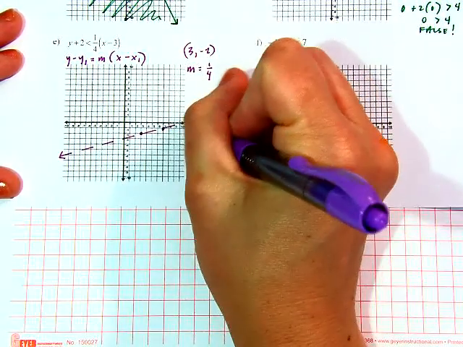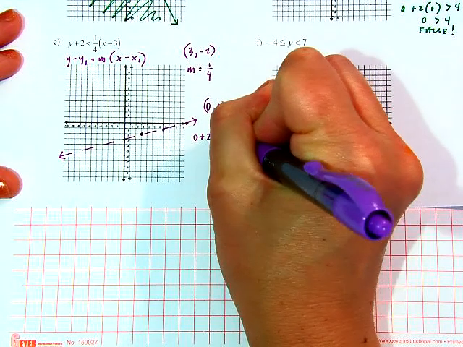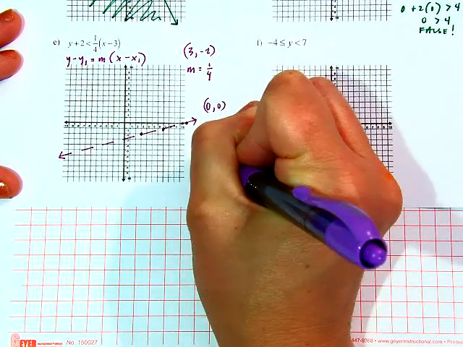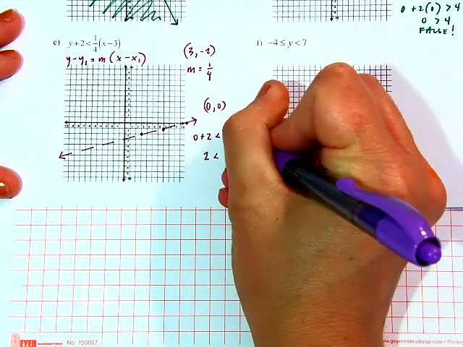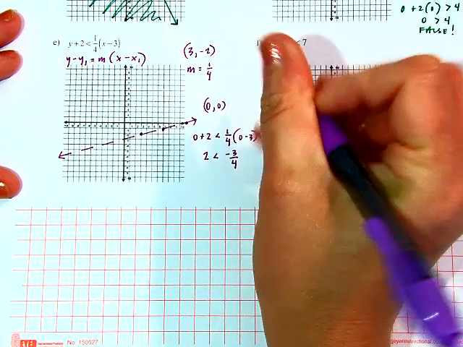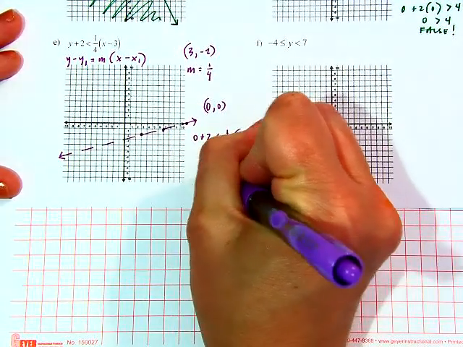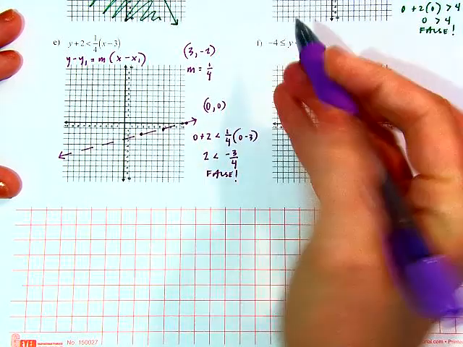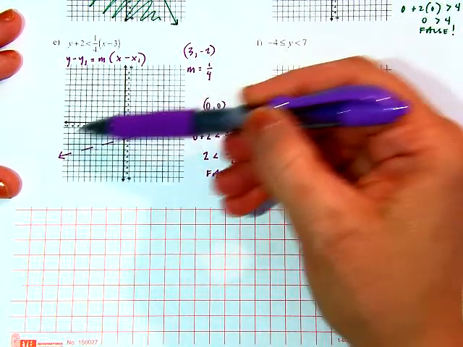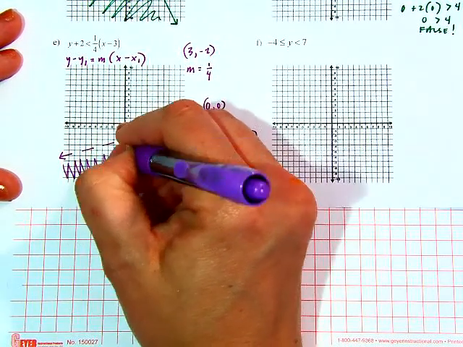So if I go ahead and plug in, I have 0 plus 2 is less than 1/4 of 0 minus 3. So is 2 less than 1/4 times negative 3, which is negative 3/4? So is 2 less than something negative? Nope, that's false. So that means that this point right here is not in the solution region. This is not the shaded region. This is the shaded region.